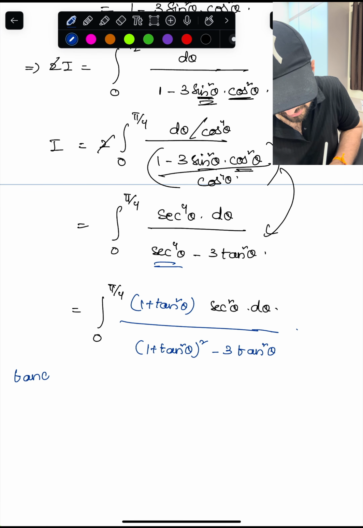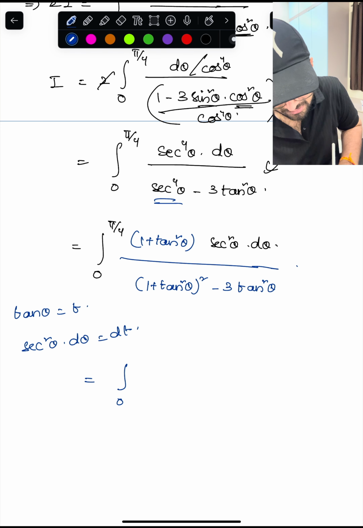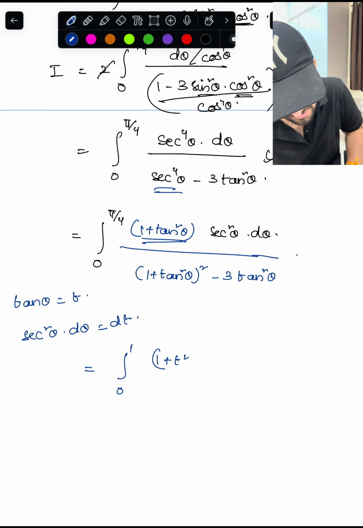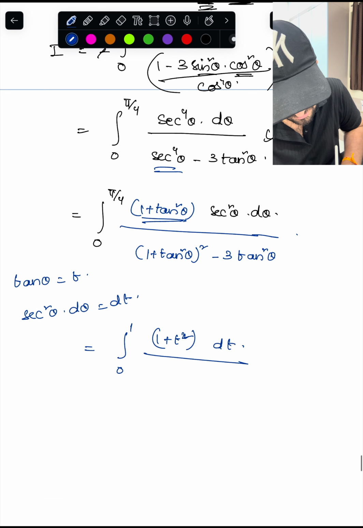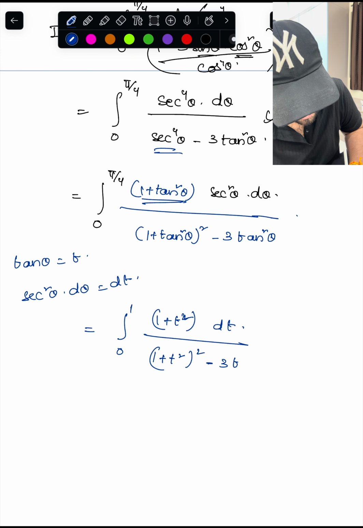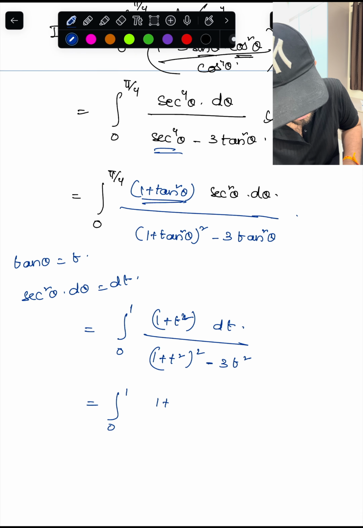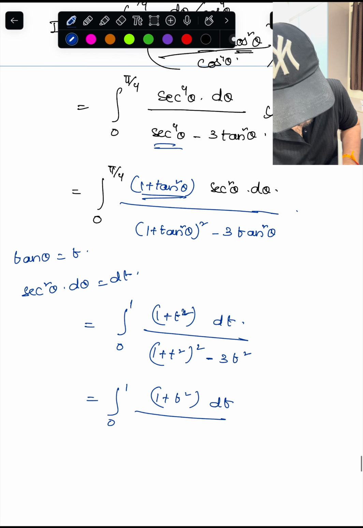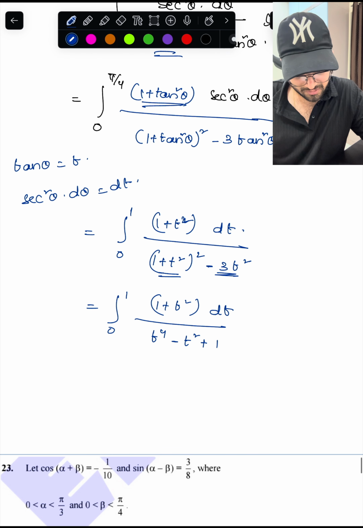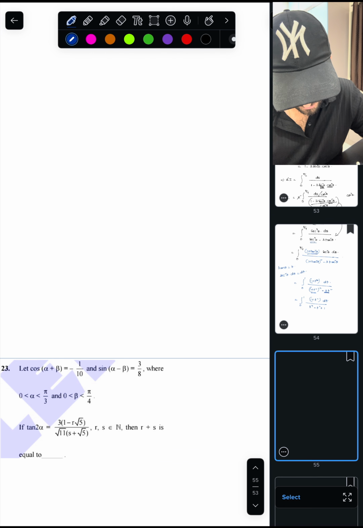So substitute tan theta equals t. Secant square theta d theta will be dt. You will be getting the integral from 0 to 1 of 1 plus t square dt by 1 plus t square whole square minus 3t square. If you expand it, 1 plus t square dt by t power 4 plus 2t square minus 3t square, which is t power 4 minus t square plus 1.